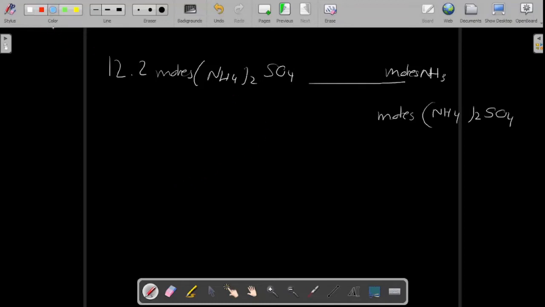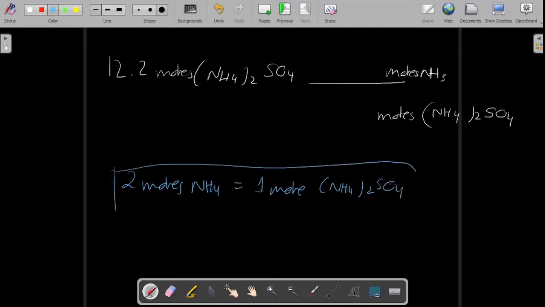I'm going to write it in blue. I wrote it on the previous page, but I guess I should write it again. So 2 moles of the ammonia will produce 1 mole of this fertilizer. Okay, this is the information that I read from the recipe.